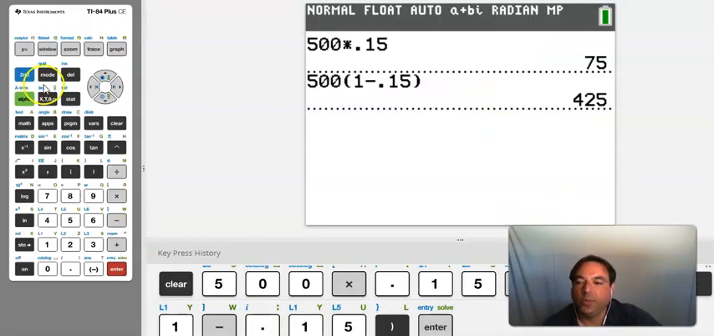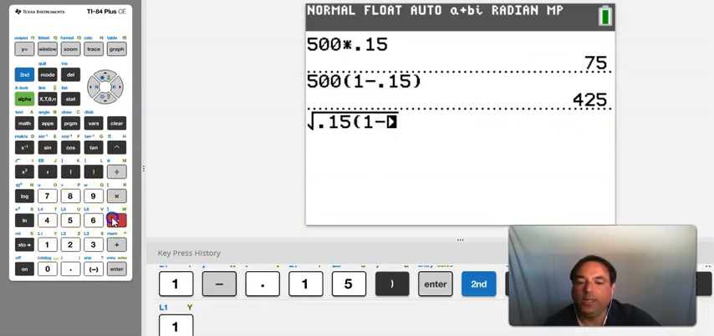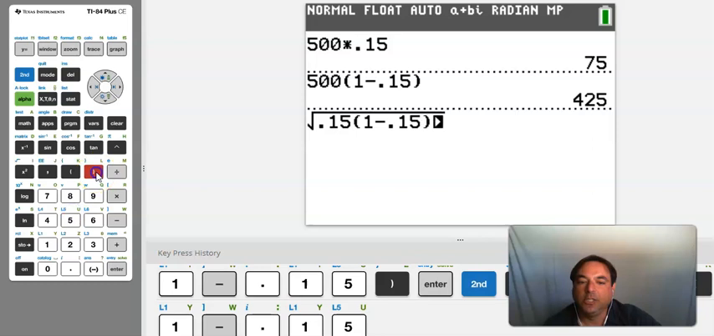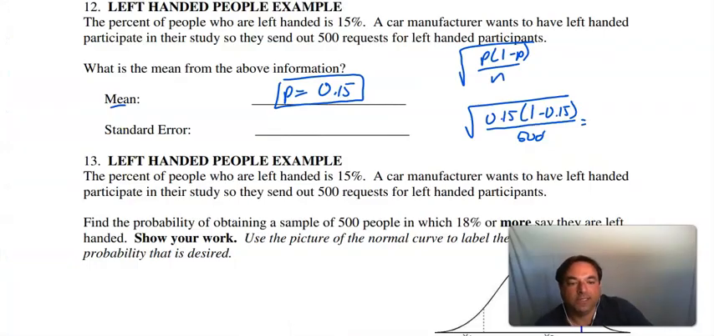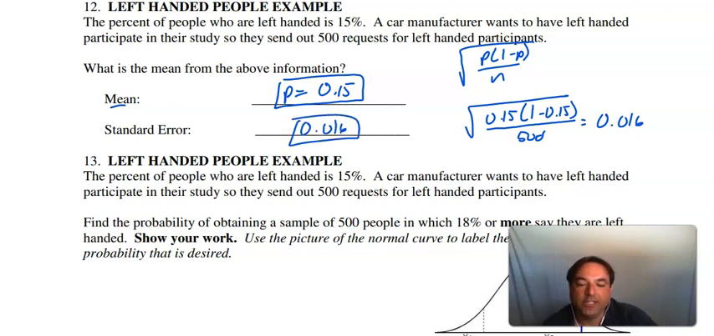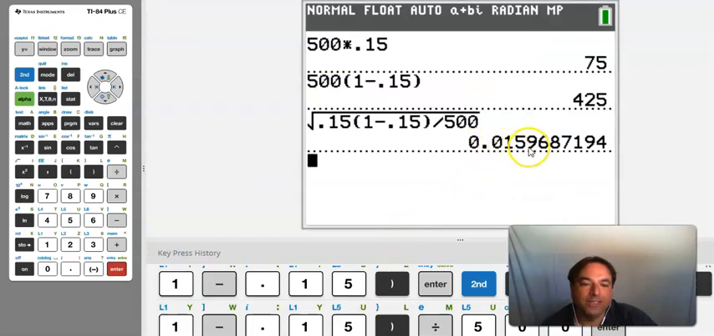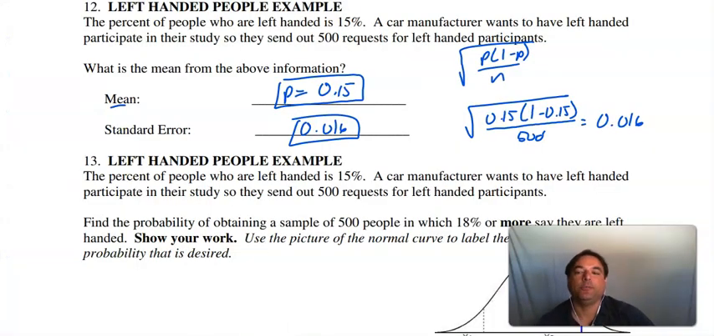We have square root of 0.15, parenthesis, 1 minus 0.15, close parenthesis, divided by 500, and you get 0.01596. So let's round that off to 0.016. We want to be careful that we write it down correctly, that your standard error is 0.016. Not 0.16, 0.016. So be careful writing that down.